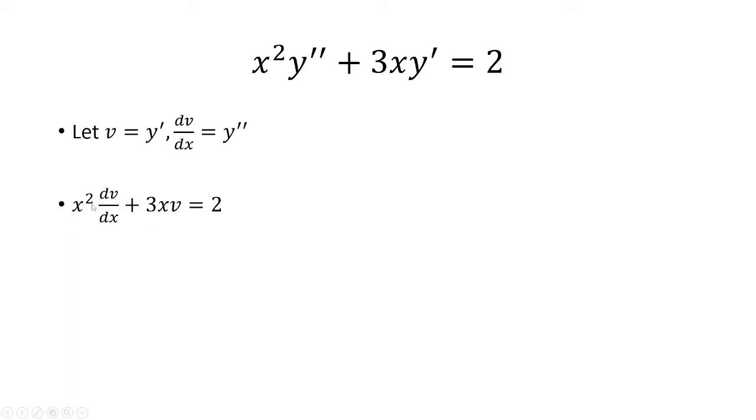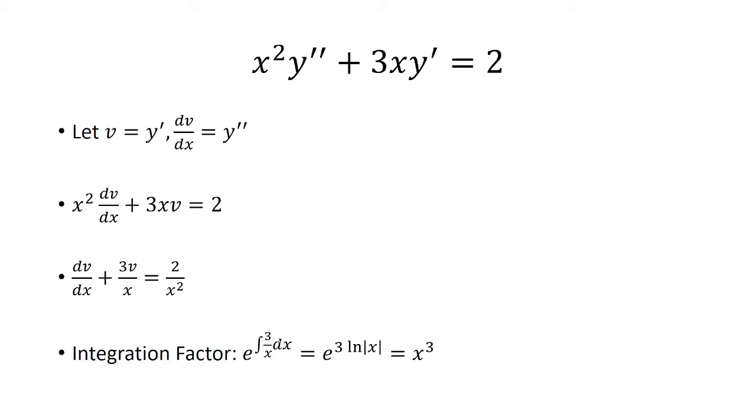And now we're going to divide both sides by x squared. And the reason I want that is because the coefficient of dv over dx has to be 1. And on the right side is a function of x. So we need to use an integrating factor. And that's going to be 3 over x, which is the coefficient of v. So we'll do e to the integral of 3 over x, which is e to the 3 ln of x, and that's just x cubed.